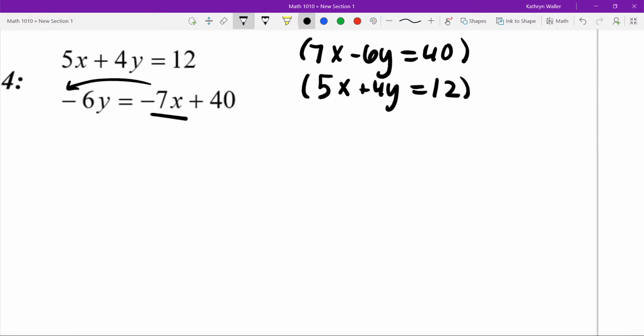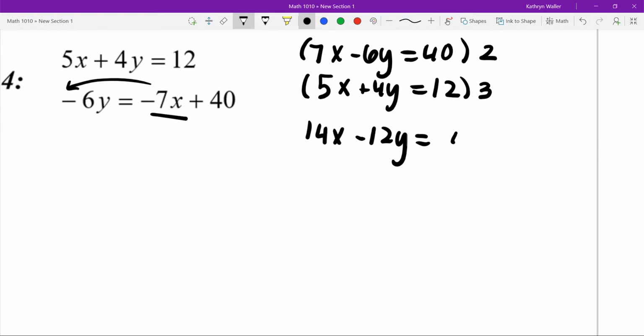Can anybody see another thing I could do? Go ahead, bud. Couldn't you multiply the bottom one by 3 and then top one by 2? Yeah, and then what would that get rid of? The y. And why did you choose that instead of 4 and 6? Because the numbers are smaller. Yeah, I would absolutely do that. That would be my choice. Good. Okay, let's distribute. Everybody write down 14x minus 12y equals, is this 40 right here, guys? Is that what that is?